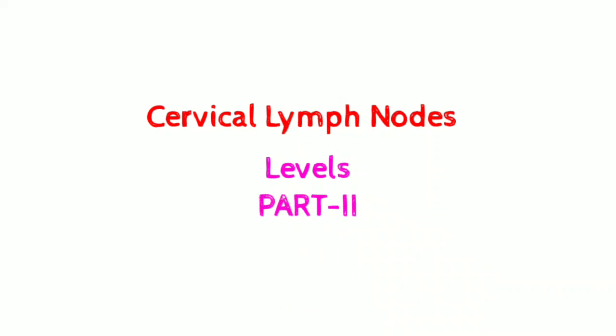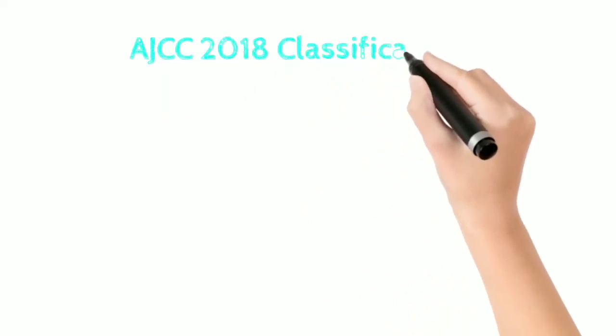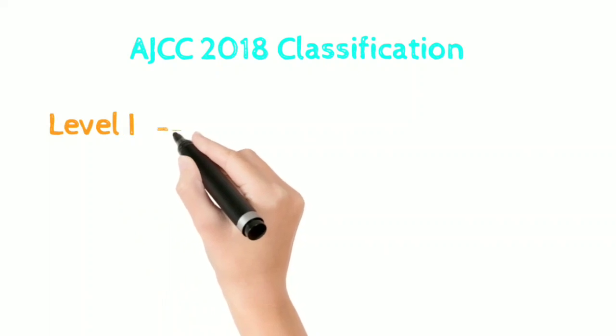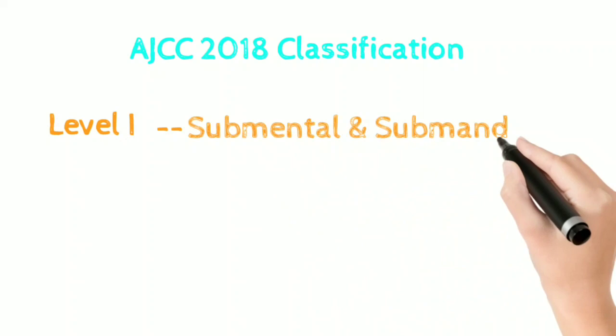Let's start with AJCC. AJCC and AAO are pretty much similar except the addition of level 7 in AJCC, and also there's a slight variation in the boundary which I will mention later. AJCC includes level 1 to 7 with sub-levels for levels 1, 2 and 5. Level 1 includes submental and submandibular lymph nodes.